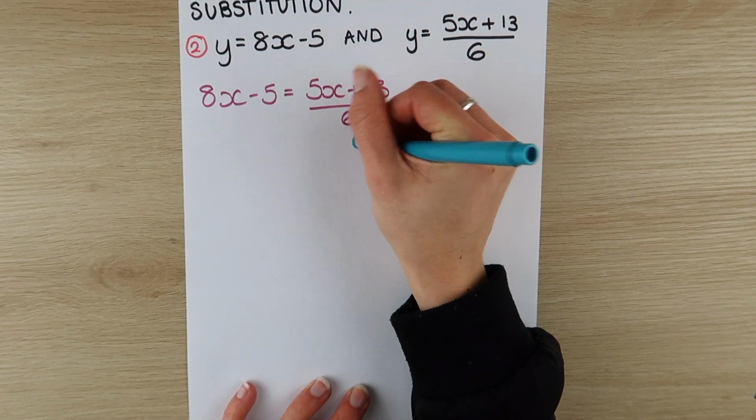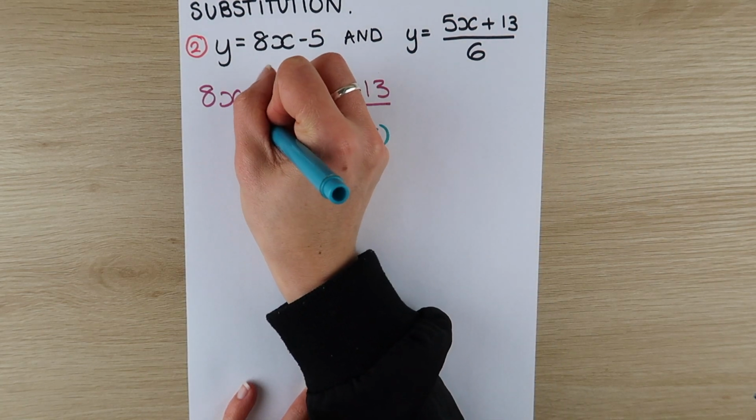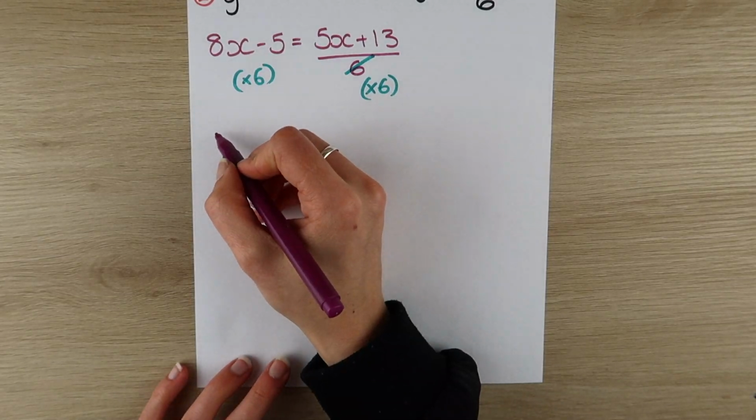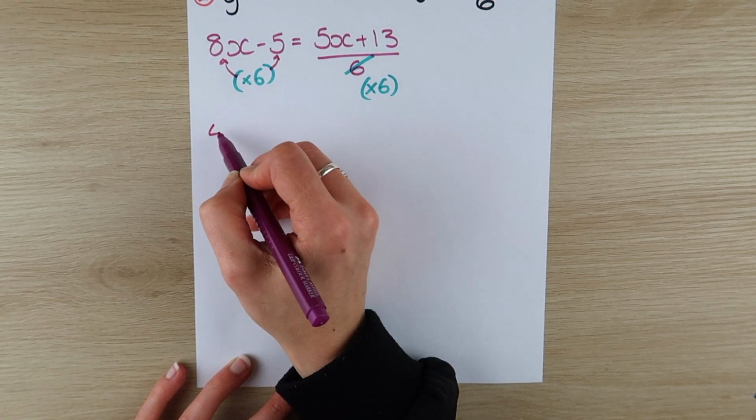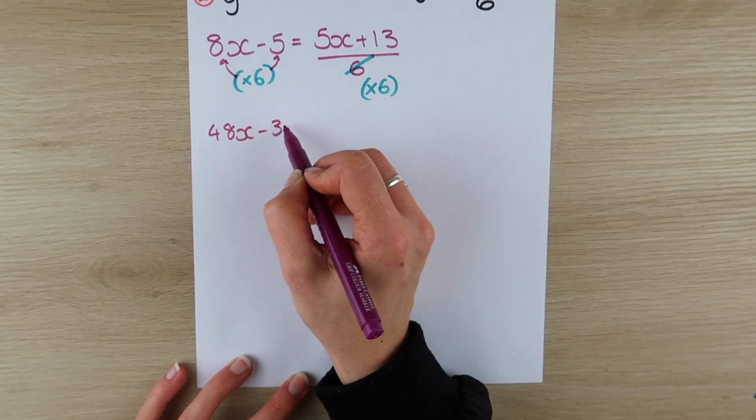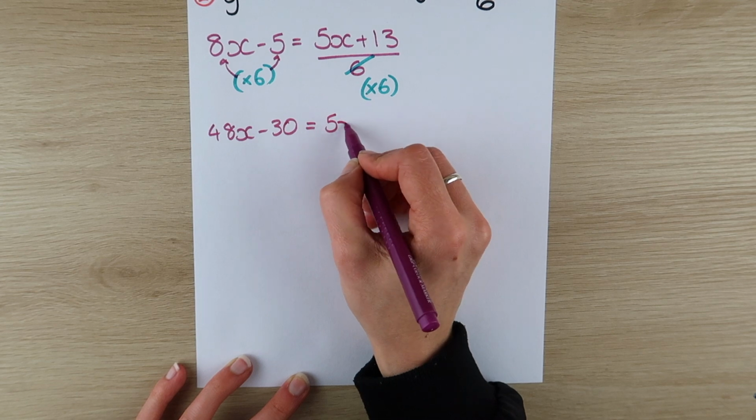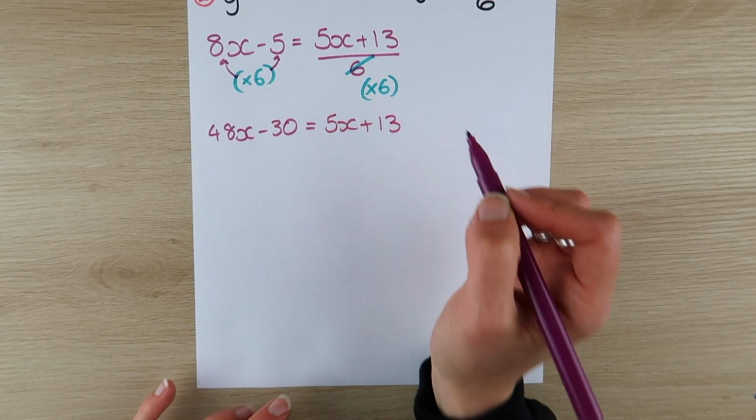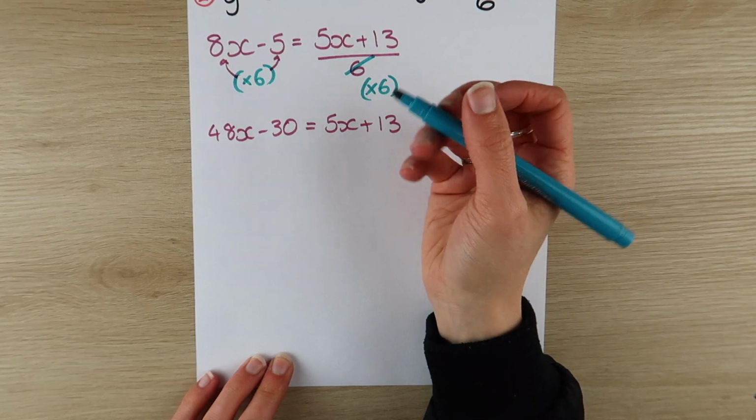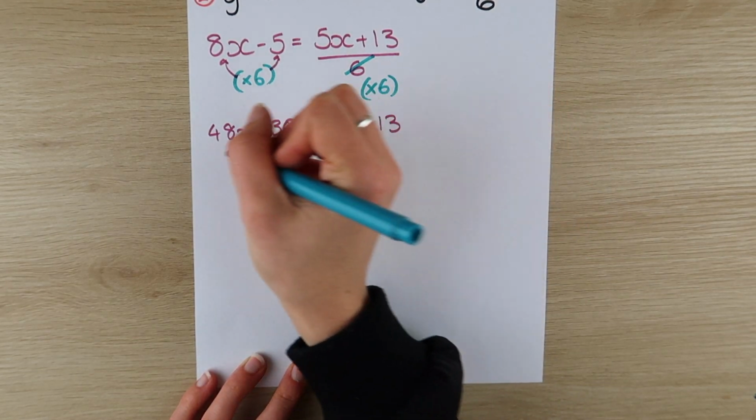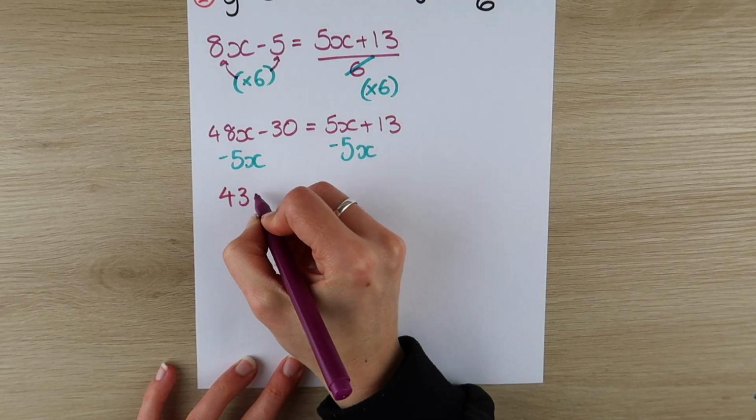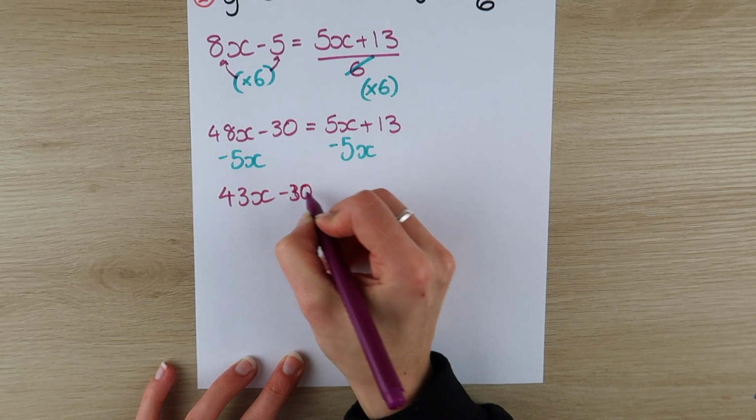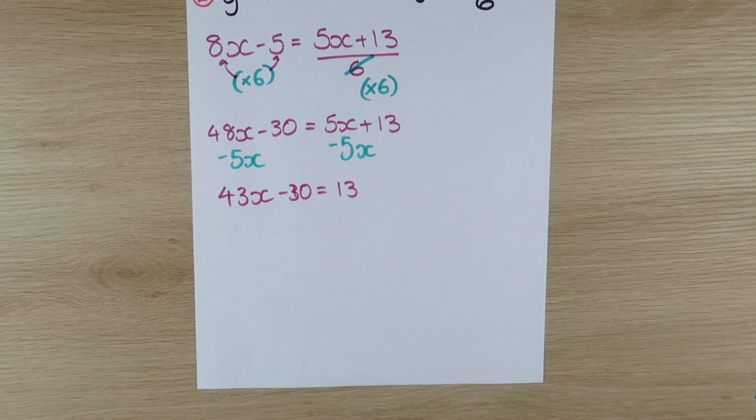Multiply each side by 6 to get rid of that denominator. So I've got to multiply 6 by everything on this side. So that becomes 48x minus 30, which is equal to 5x plus 13. Now, to get x by itself, I'm going to subtract 5x on this side so that I can combine my x's, which becomes 43x minus 30 is equal to 13.